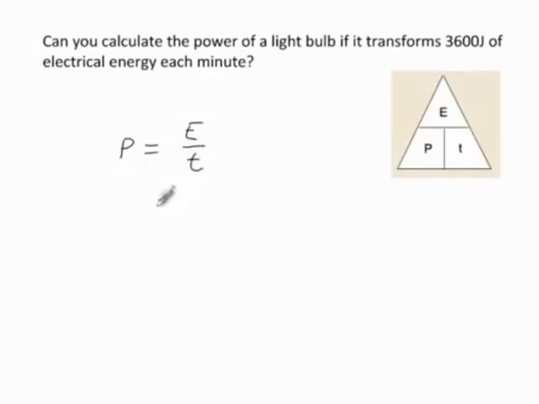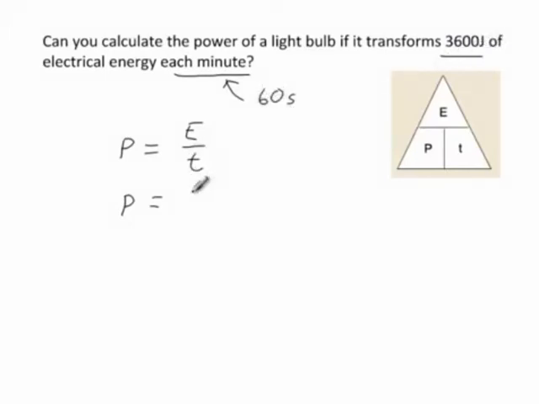So I can look in the question to find out what the energy is and to find out what the time is. And here I've got the energy, and here I've got the time. But they've tried to trick us here because they haven't quite given us the time in the right units. To use the formula, I need the time in seconds. So 1 minute is 60 seconds. So I've got 3,600 joules in a time of 60 seconds.